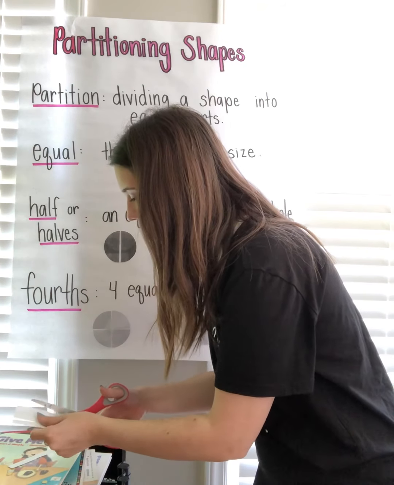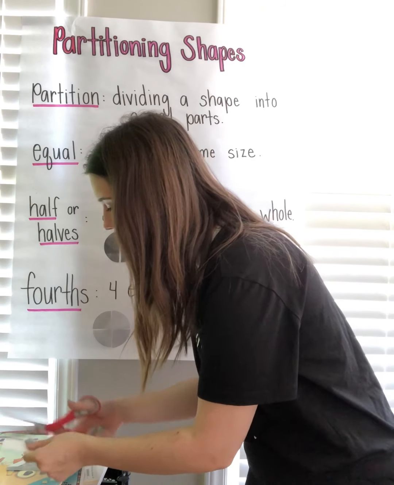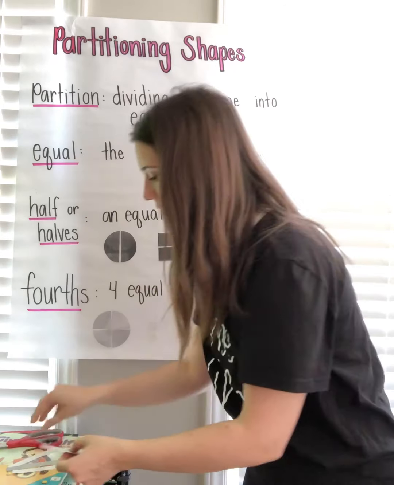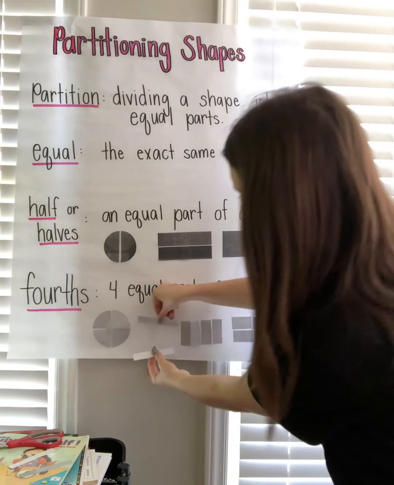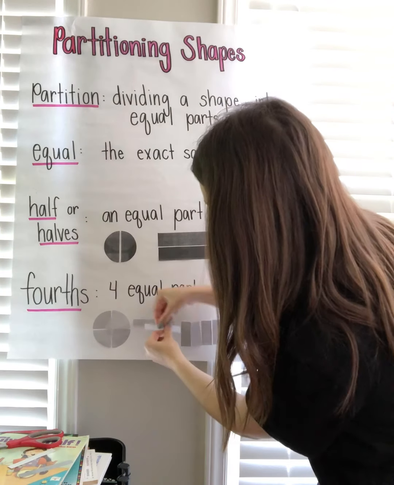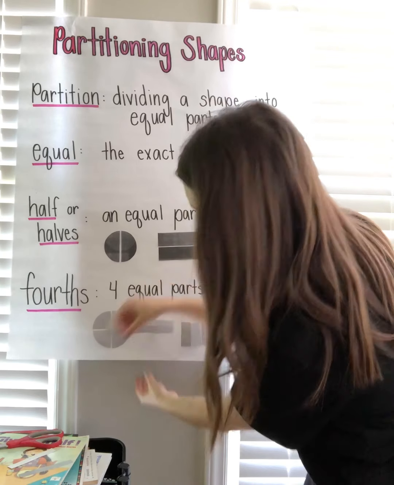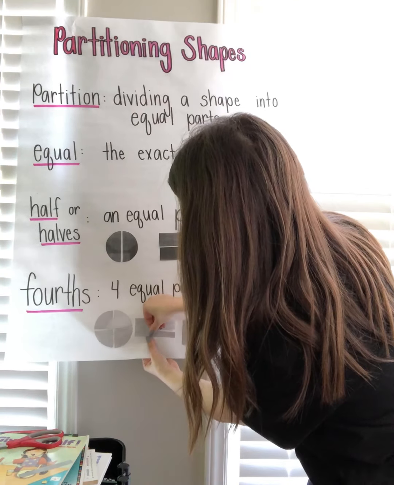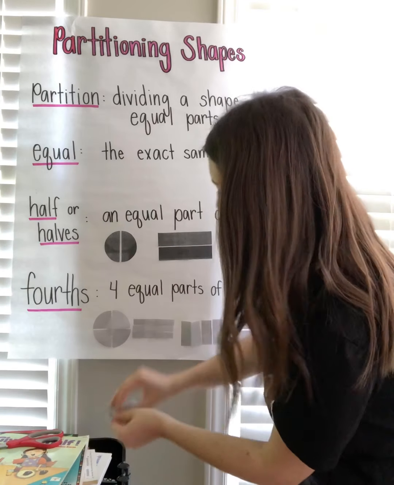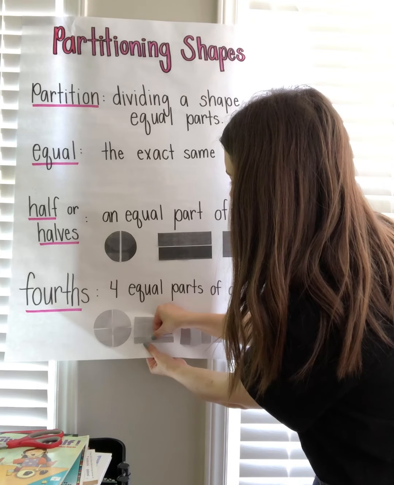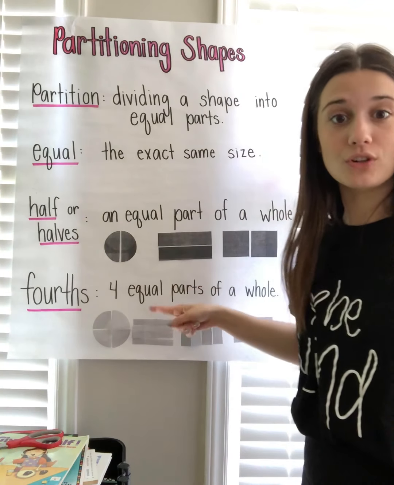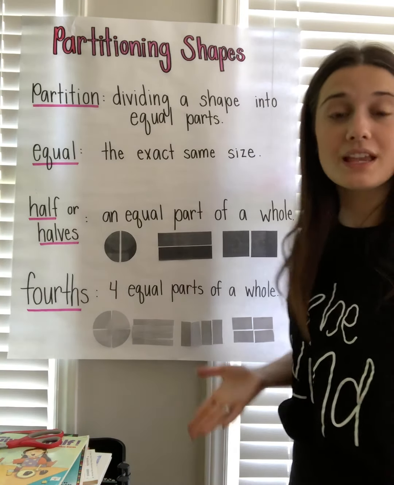And then we can tape them together to see that fourths make a whole out of 4 exact same size pieces. 1, 2, 3, and 4. So now we have partitioned our circle and our rectangles into fourths.